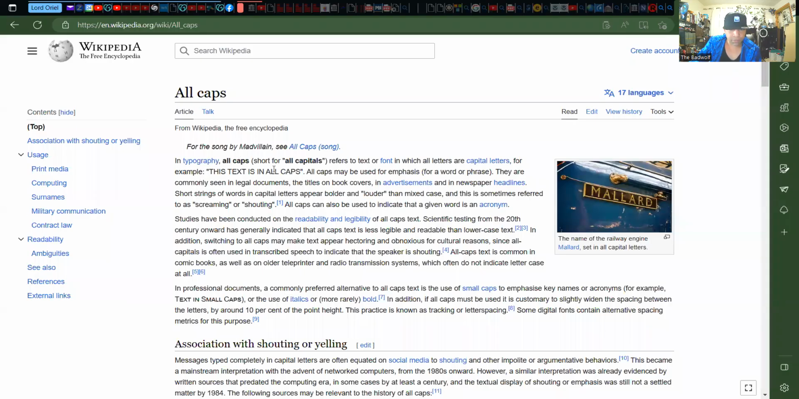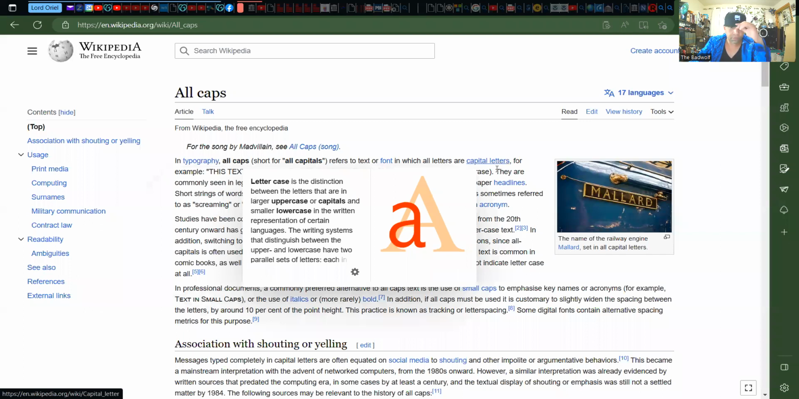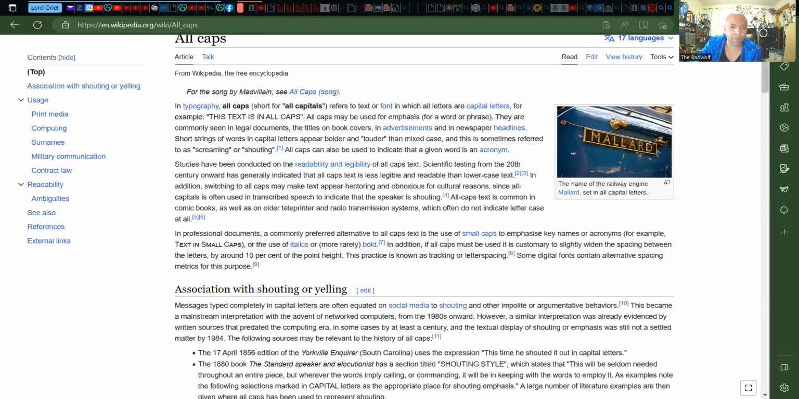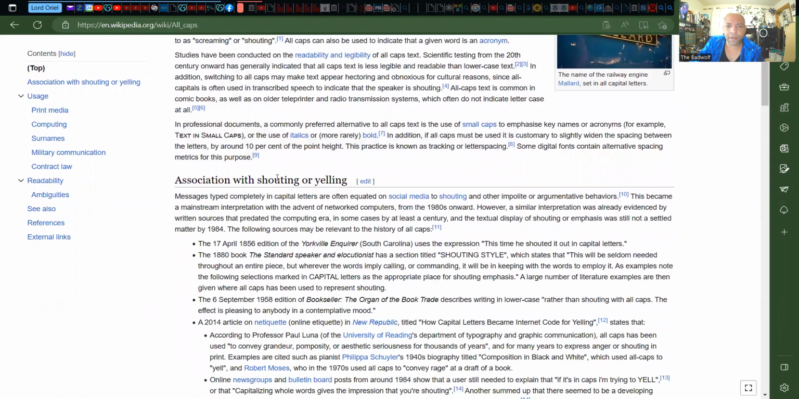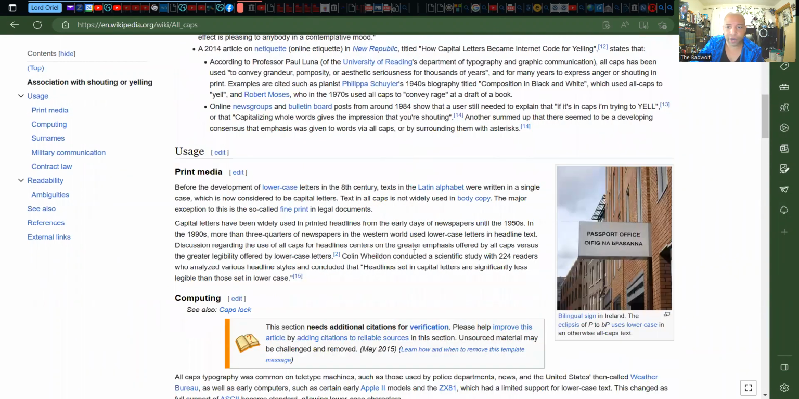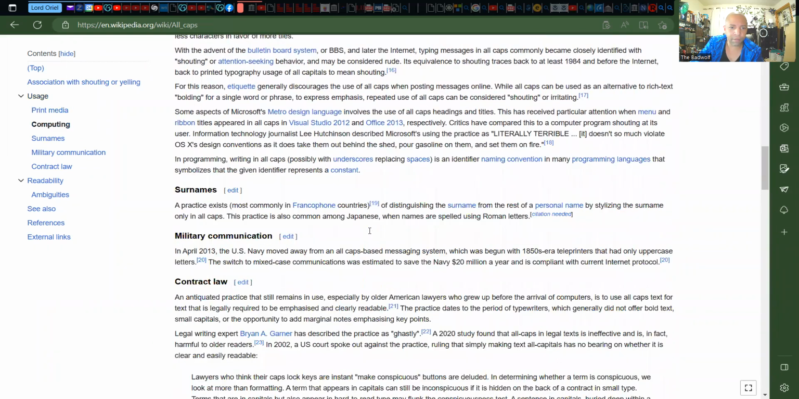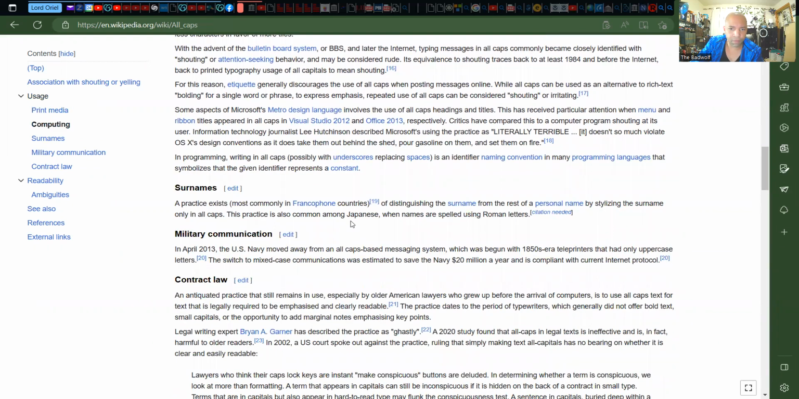Wikipedia, all caps. Short for all capitals, refers to the font. Advertisements, yeah, blah, blah, blah. Its associations with shouting or yelling. Yeah, that's what it's been alluded to nowadays. So it's a smudgery of its Latin Roman birth, muddied. The surname or the servant name.